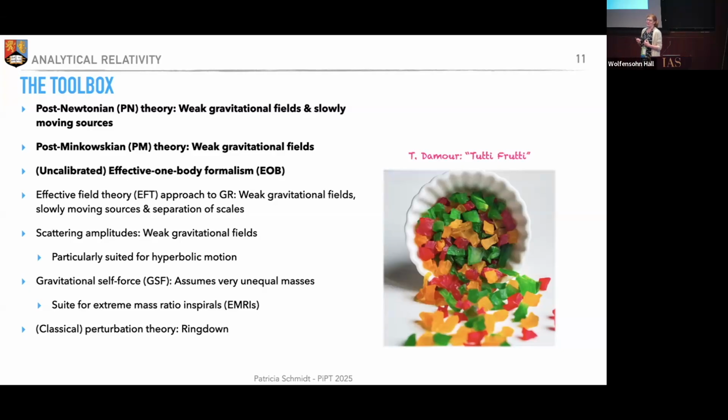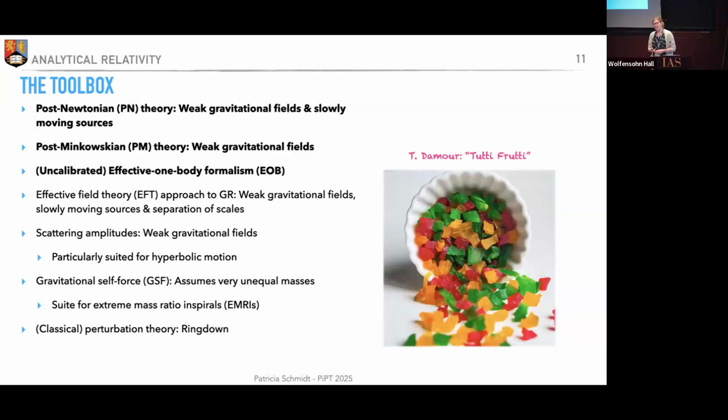So I will not be talking about this, but this is a really interesting development in recent years. And if you are interested, there are very nice review articles out there, for example, by Rafael Porto on the EFT approach. If that's something you're interested in, I strongly recommend taking a look at that. And then, of course, as I've mentioned before, if we go to the extreme side, we have gravitational self-force, which is the bread and butter tool that is being used for extreme mass ratio inspirals.